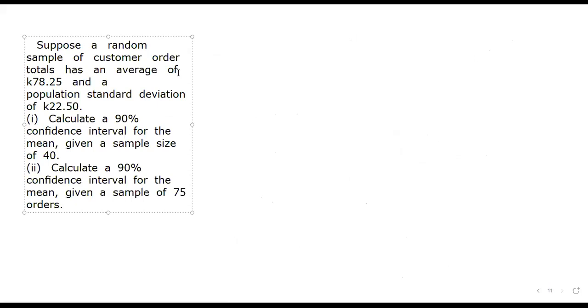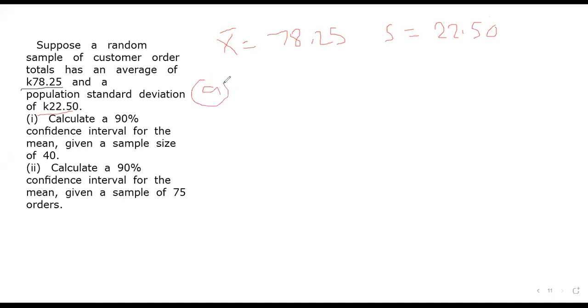Given a question as follows: suppose a random sample has an average. So let's identify what has been given. Number one, our mean has been given as X bar, 78.25. The standard deviation has been given as 22.50. In part A, we're asked to find the 90% confidence interval with a sample size of 40.